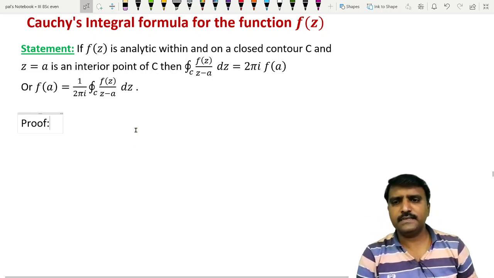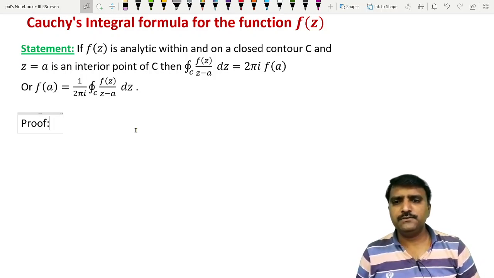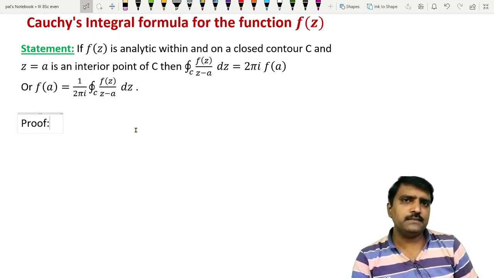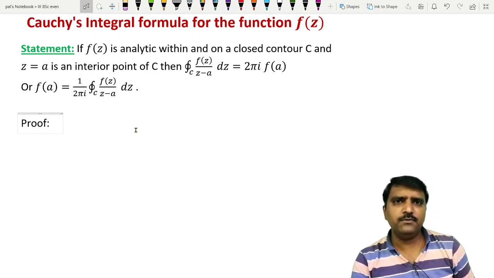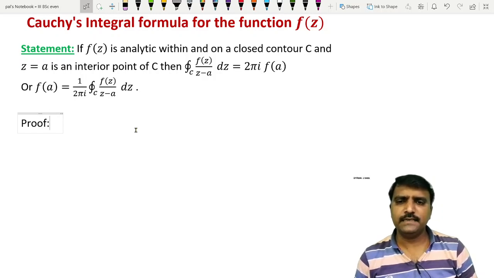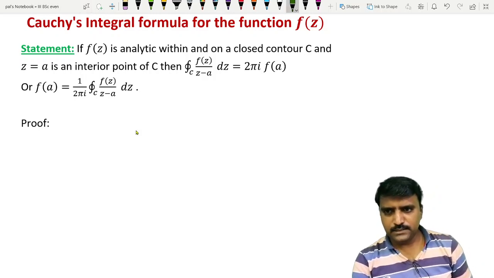To prove this Cauchy's integral formula, first you consider the function f of z by z minus a. This function is analytic entirely within C except at z is equal to a. Because if you take z is a, then the denominator becomes 0, and at that point the function is not analytic. Except at z is equal to a, at all the points this function is analytic.